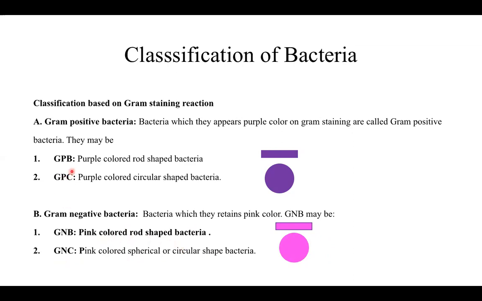Here, based on the Gram staining, we classified the bacteria into Gram positive and Gram negative. Gram positive bacteria are also further classified into Gram positive bacilli and Gram positive cocci. Similarly, Gram negative bacteria are also further classified based on their shape, that is Gram negative bacilli, Gram negative bacteria with the rod shape, and Gram negative cocci.